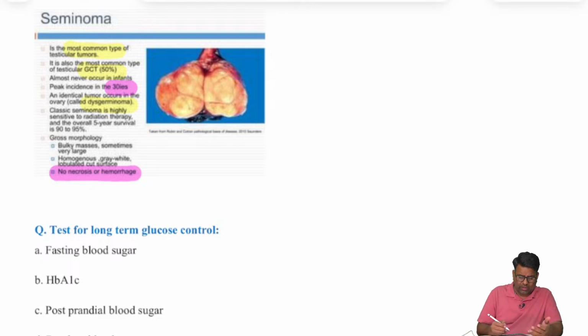So this next question we have already discussed in medicine about the long-term glucose control, and I think most of you can answer that this is glycosylated hemoglobin, right? So this is long-term glucose control. This just gives us an idea about the average blood sugar levels in the previous months.